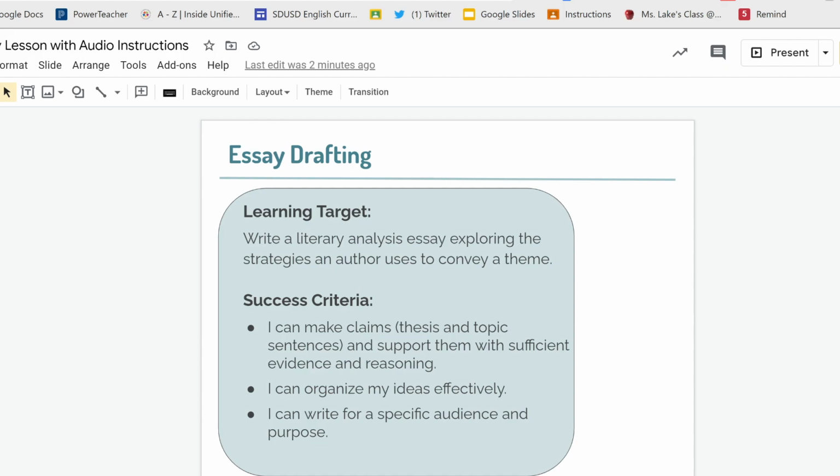Throughout the lesson, assess yourself and determine if you can make claims and support them with evidence and reasoning, organize ideas effectively, and write for a specific audience and purpose.